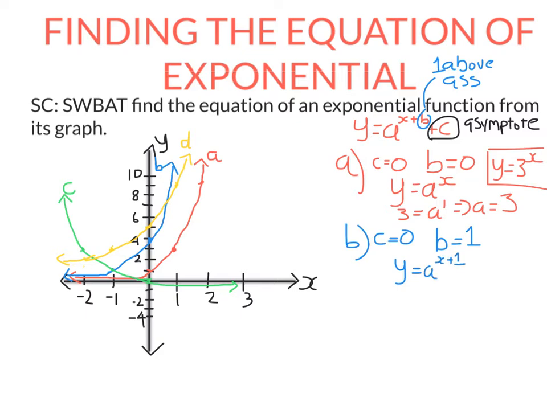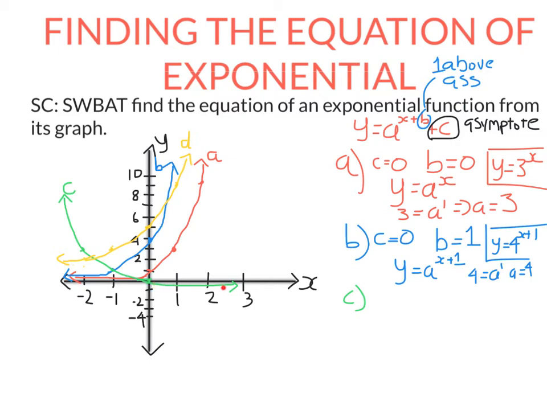All we need to do is substitute in a point to find a. We could, for example, substitute in the point here, (0, 4). If we did that, we would have 4 equals a to the power of 1, so a equals 4. So the equation of B is y equals 4 to the power of x plus 1. So let's look at graph C. Well, it's had a reflection, so a should be less than 1. But let's go through these processes anyway.